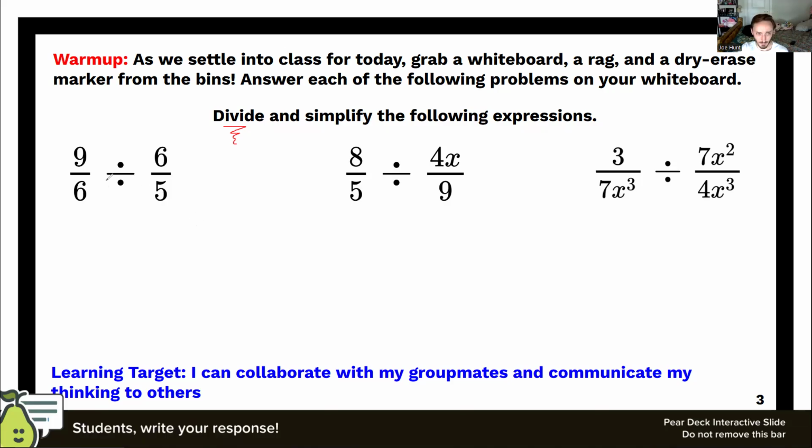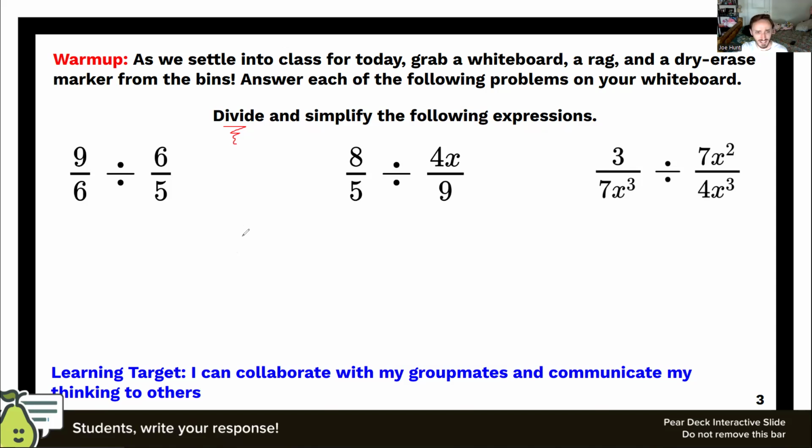Now, this first example is a pretty good one. This is 9/6 divided by 6/5. And what we probably want to do is conceptualize what it means to divide a fraction in the first place by another fraction. Maybe the way I want to go about that is to start with some whole numbered results.